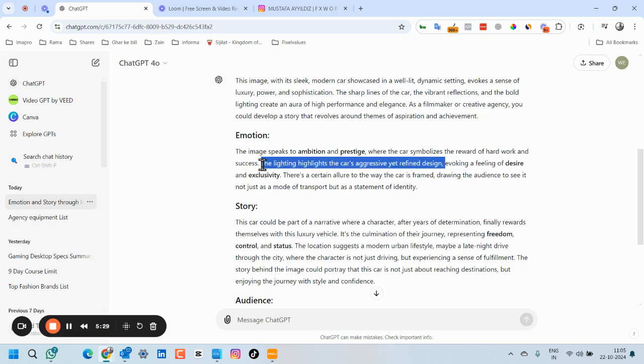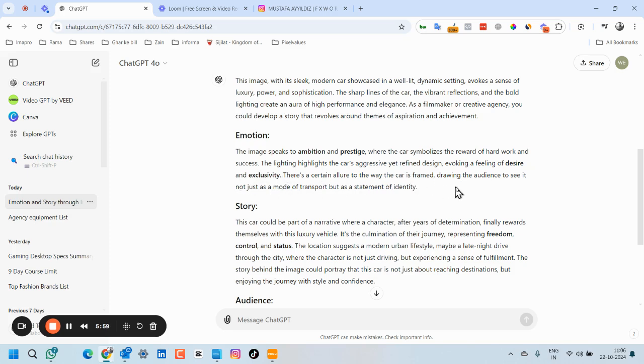So whenever you are using a fisheye lens or a lens which is showing you wide angle with curved looks, those particular images show aggression. So if you want to show aggression, go for fisheye or curved looks or wide angle, something like that. Fisheye could be not very, I think wide angle with curved looks would be a better choice, evoking the feeling of desire and exclusivity.